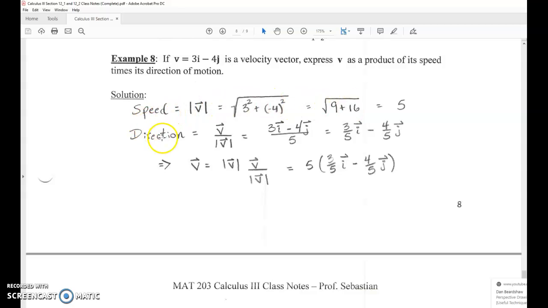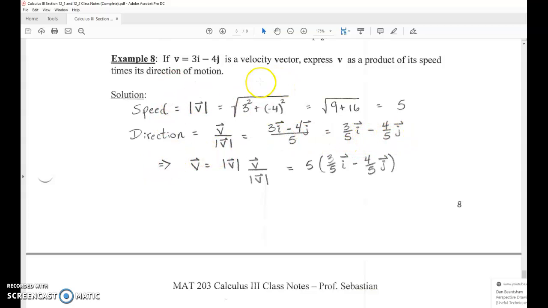Now what is the direction? Whenever you're asked for a direction of motion, you're supposed to indicate it in terms of a unit vector. So we just need to turn v into a unit vector. Remember, the direction would just be v divided by its length. That will give me a unit vector. So 3i minus 4j divided by its length of 5 would be 3/5 i minus 4/5 j.